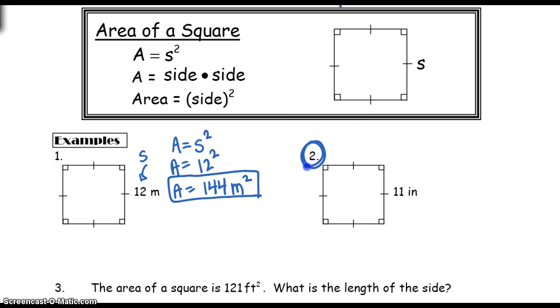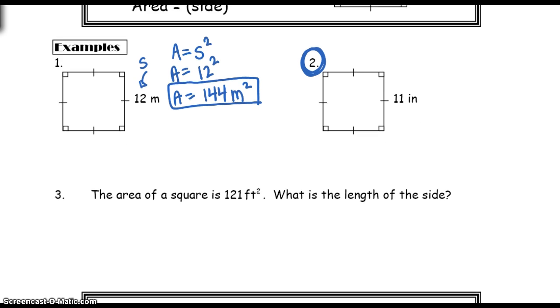Now I'm going to assume that you can try number two. So fill out number two and bring that to class, and we will talk about it when we get back in there. So let's keep going.